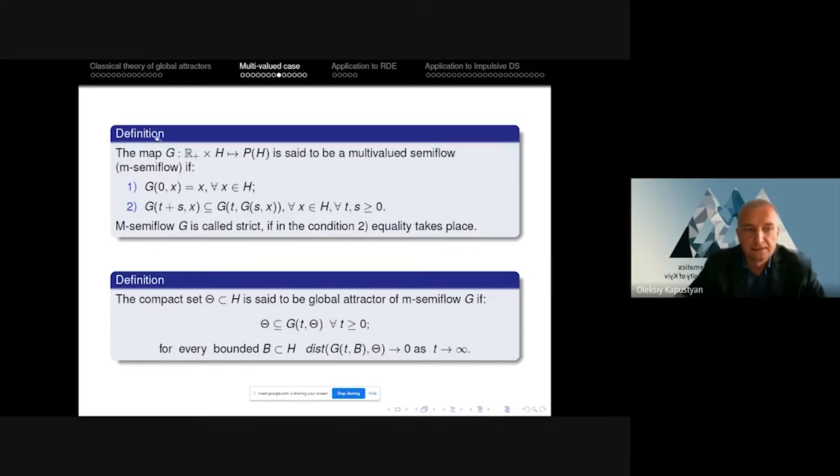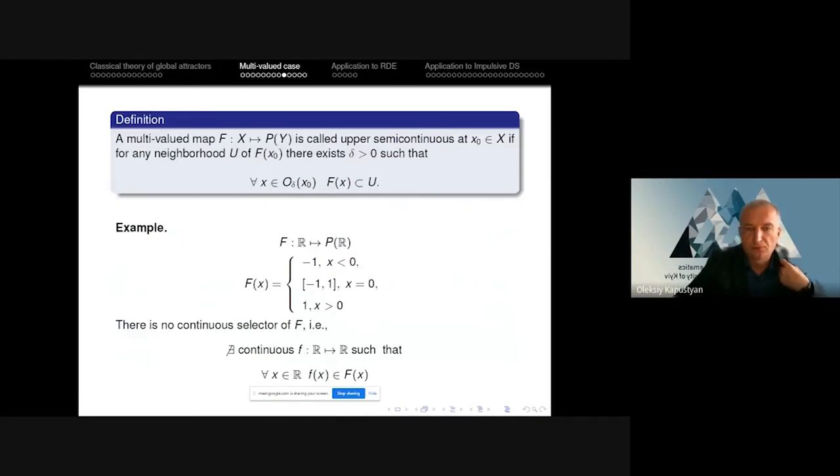So this is the precise definition of a multivalued semiflow. G is a multivalued semiflow if we have this semigroup property in the sense of embedding. And if we have equality here, then G is called a strict M-semiflow. And the compact set Theta is said to be a global attractor of the M-semiflow G if Theta is semi-invariant, and for every bounded B, dist(G(t, B), Theta) tends to zero as t tends to infinity. So Theta is a uniformly attracting set. Semi-invariant, uniformly attracting set. Of course, such an object, if it exists, is unique and has some topological properties.